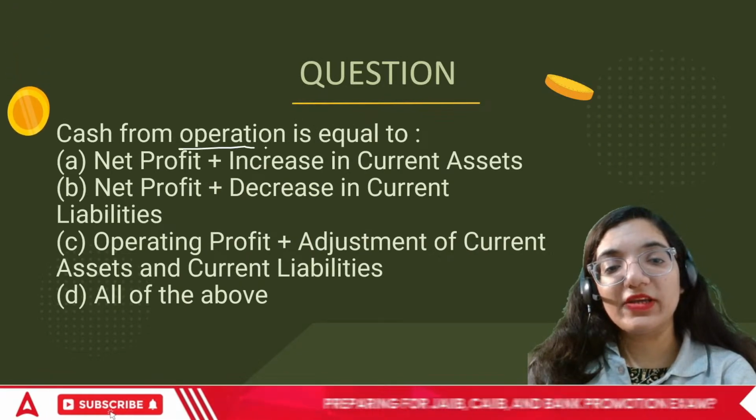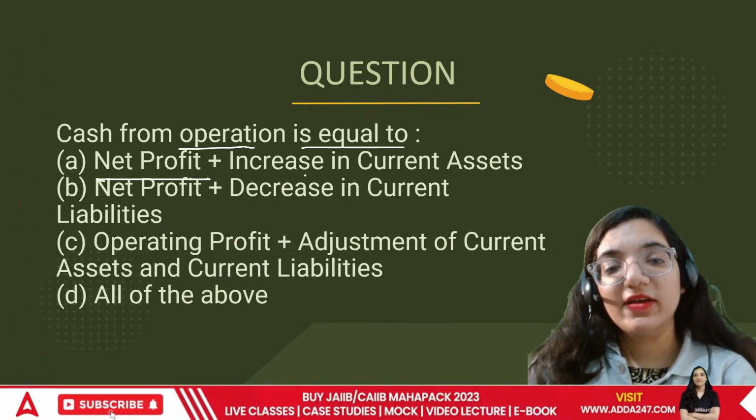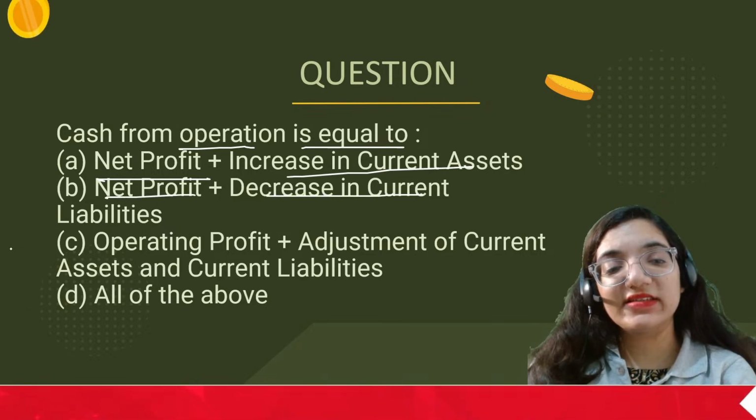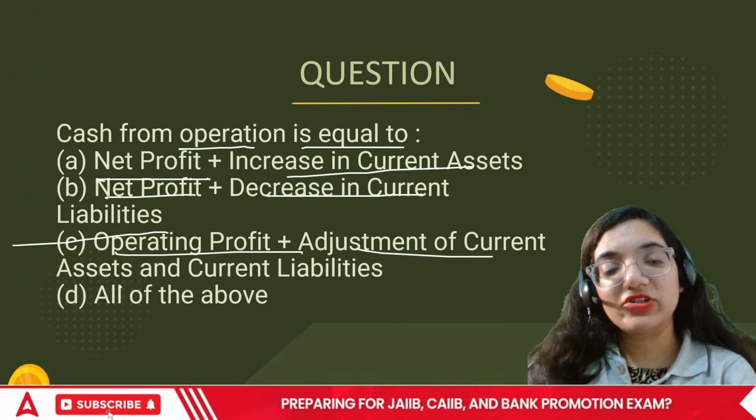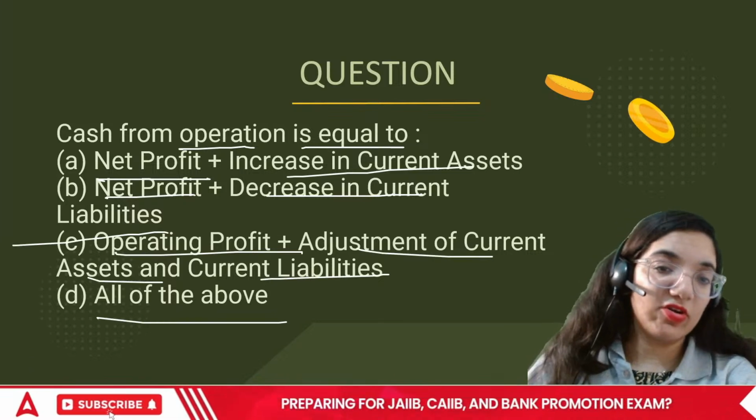Cash from operation is equal to net profit plus increase in current assets, decrease in current liabilities, operating profit, adjustment of current assets and current liabilities, or all of the above.